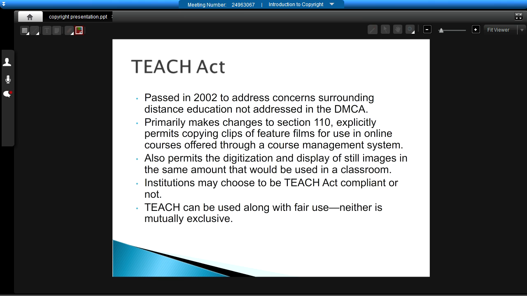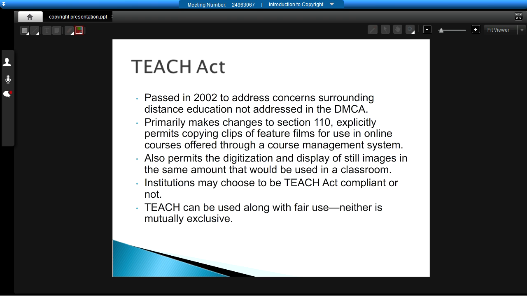Mostly only large research universities have chosen to be Teach Act compliant. I don't know, honestly, if Bates publicly states that they are Teach Act compliant. I should probably find that out. But I know Penn State was, because I was on the Teach Act implementation committee, and we had to go through that checklist and make sure that Penn State complied with all of these requirements.